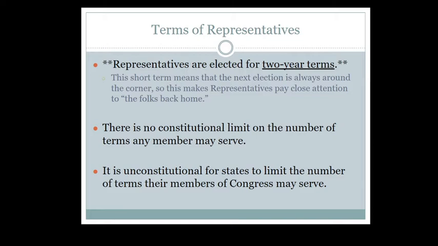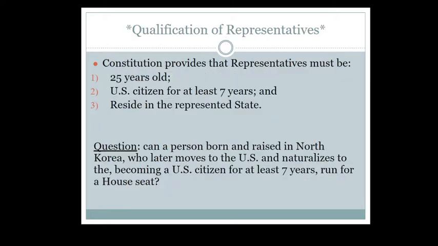It is unconstitutional for states to limit the number of terms their members of Congress may serve. What that means is a state may decide it no longer wants a person to be a member of the House, but it can't stop them. It can't say, you've served 10 terms, you can't serve anymore. Can't do that. But the people in the state can vote them out and keep voting for other people every single time, right?